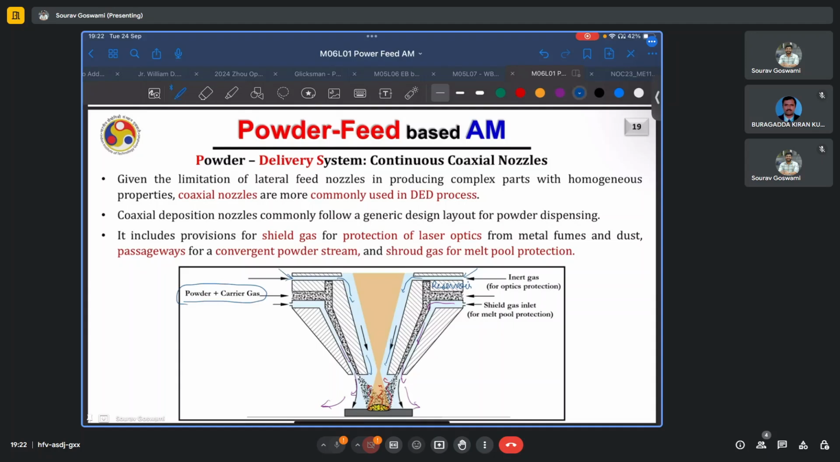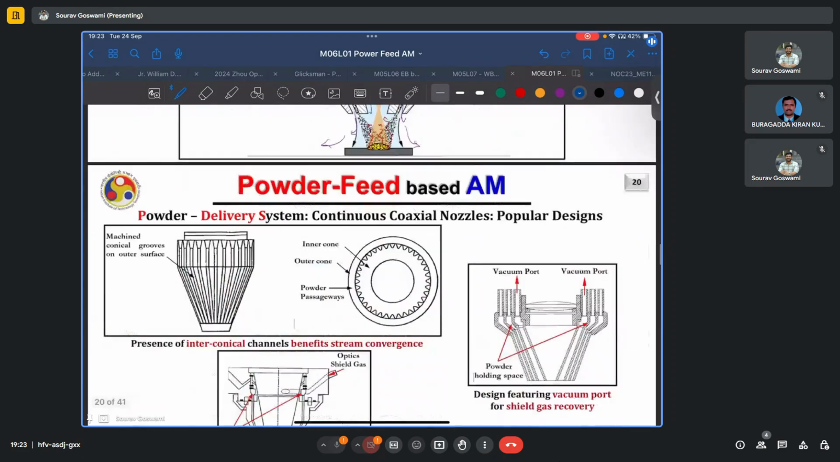So because of the limitation of lateral feed nozzles, such as the lack of omnidirectionality, coaxial nozzles are commonly used in DED process, and they have this common generic design that we just discussed, and it has provisions for shield gas for the protection of laser optics from metal fumes and dust, passageways for a convergent powder stream, and the provision of shroud gas for protection of the melt pool.